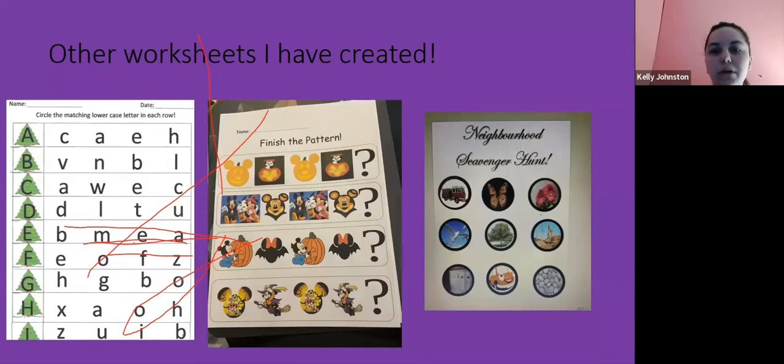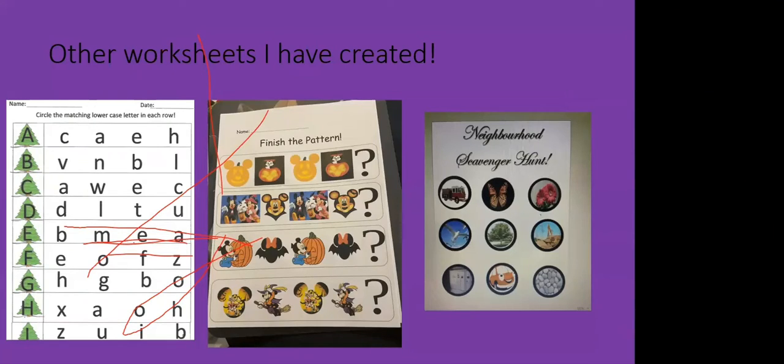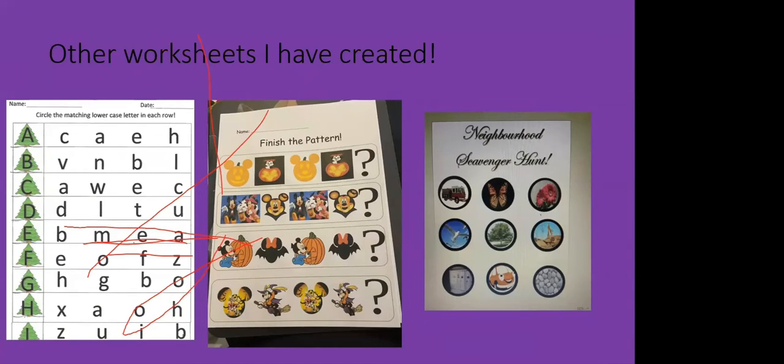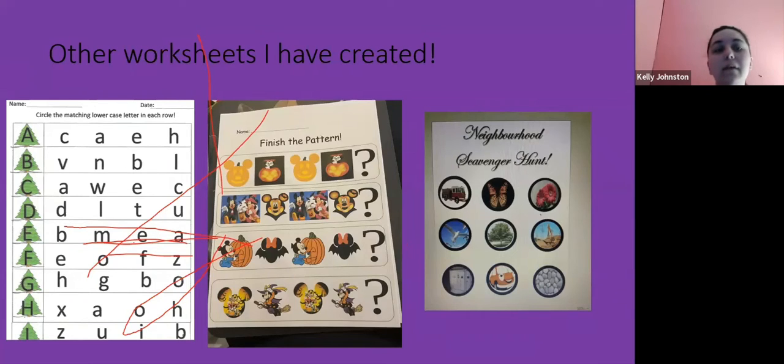These are just some other worksheets that I've created. So the one on the left was for our Christmas time theme. You can switch up the trees and really put anything you want. So Easter's coming, Easter bunny. You can put some eggs, you can put a chick, whatever it is. And again, this is helping us with our letters.